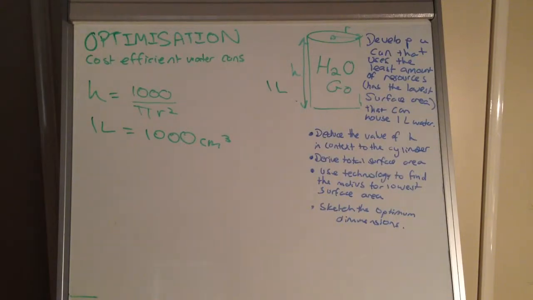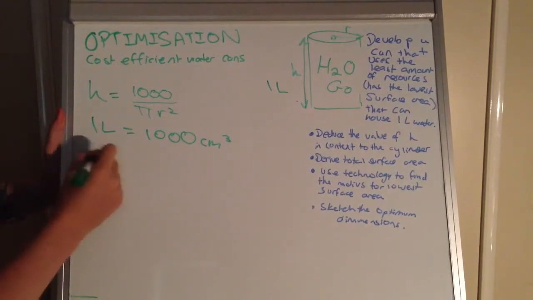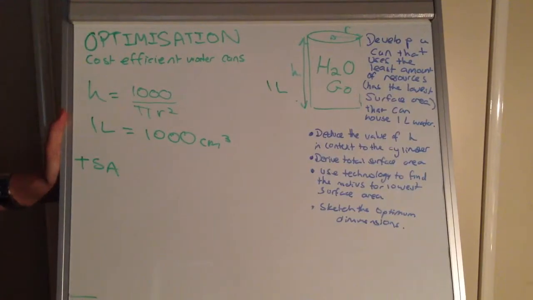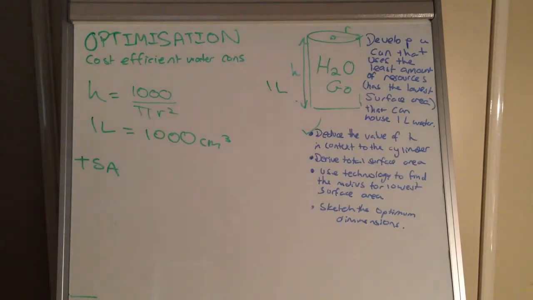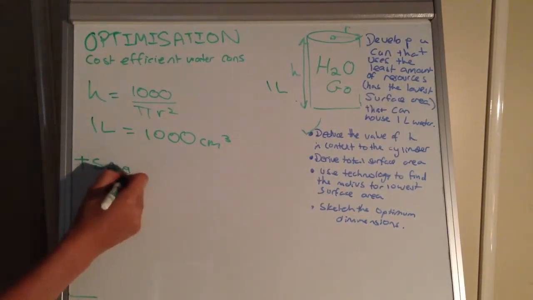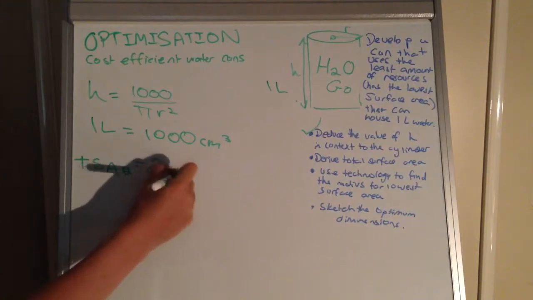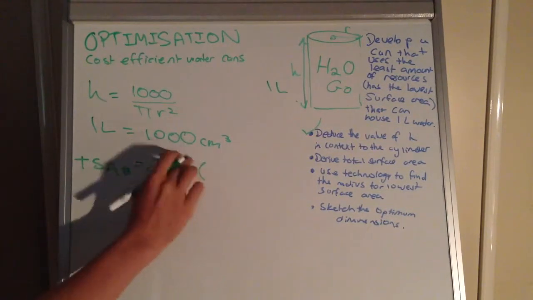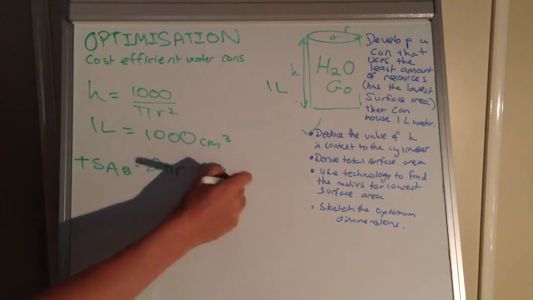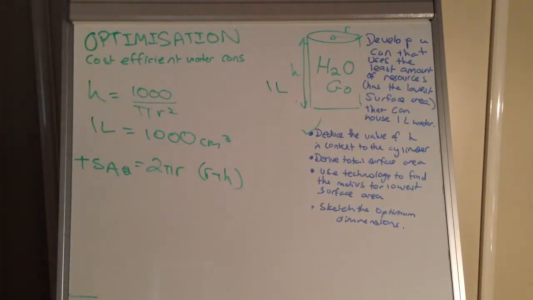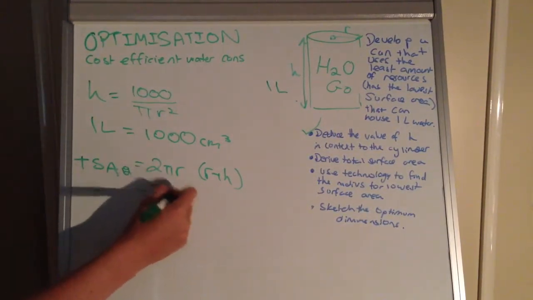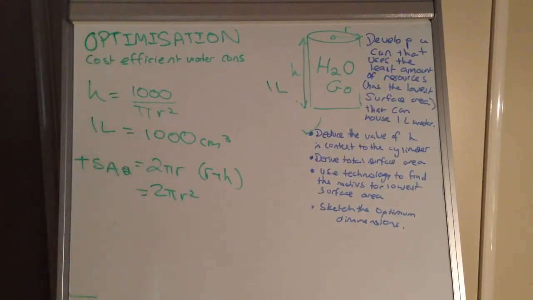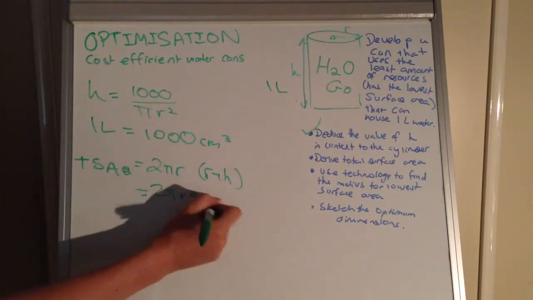Now, after this, we need to consider the total surface area, because of course that's what we want to minimize. The total surface area of a cylinder is given by 2 pi r squared plus 2 pi r h, that is, 2 pi r (r + h). We can use the distributive law to expand this. We have 2 pi r multiplied by r, which gives us 2 pi r squared, and then we have 2 pi r multiplied by h.